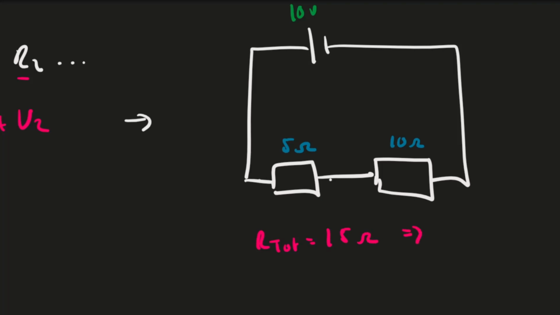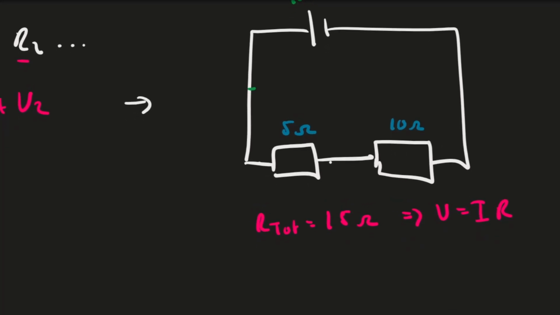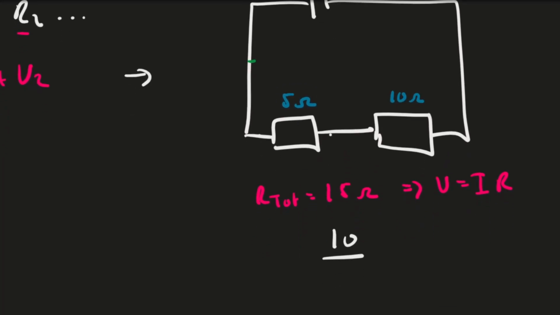And therefore we can use Ohm's law now to work out the total current in the circuit. Remember, because this is a single loop, current will be the same in each part. So if we were to put an ammeter here or an ammeter here, it would have the same reading. So we can use the total resistance and the supply voltage to work out the current in the loop. We take our supply voltage of 10 volts and divide through by the total resistance of 15 ohms, and that will give us our current. 10 over 15 gives an answer of 0.6 recurring amps. So that is the current in your circuit.